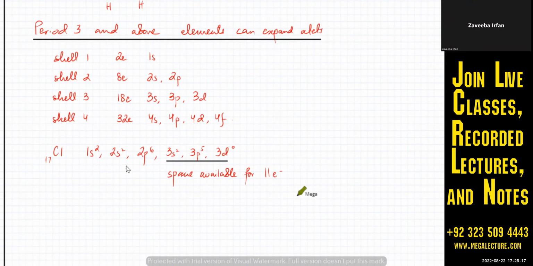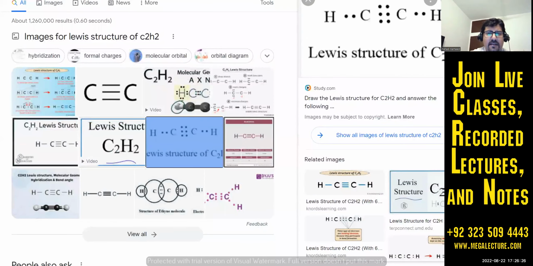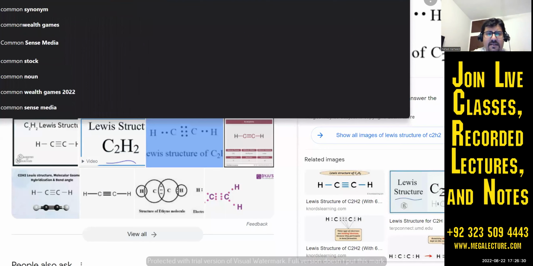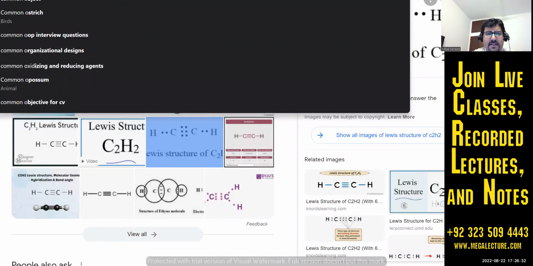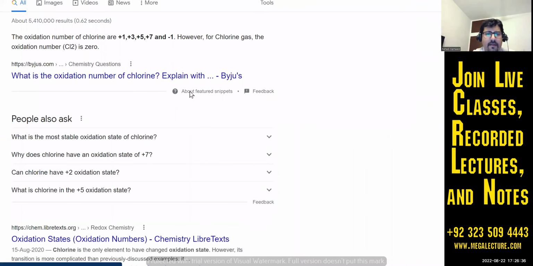Yes, sir. So remember, if you look at the oxidation states of chlorine, you'll notice that it's got a lot of oxidation states. The common oxidation states of chlorine: you can see it's +7, +3, +5, even +7, right?